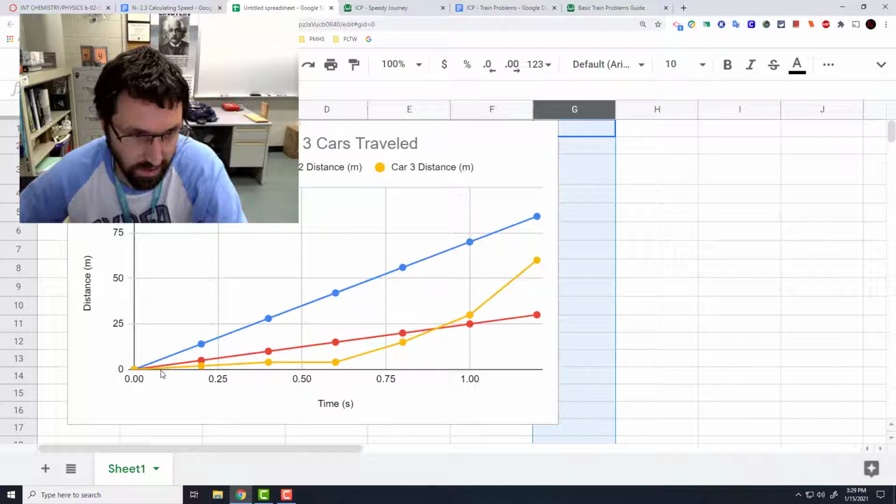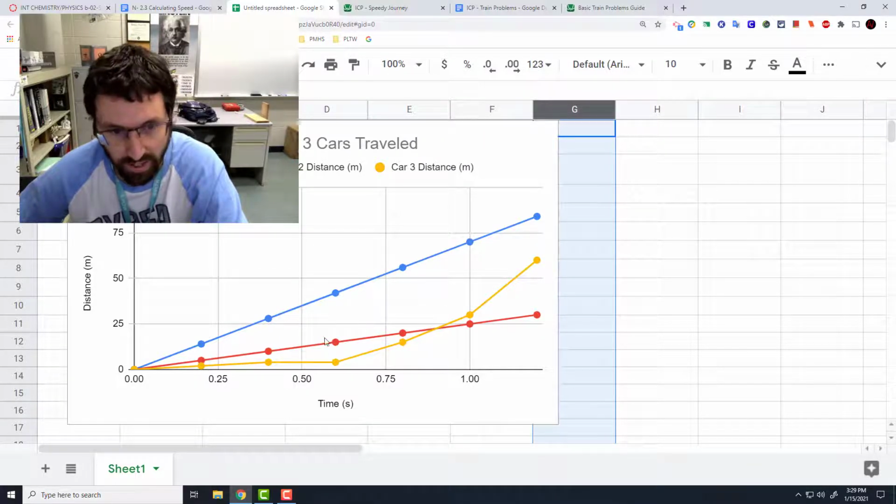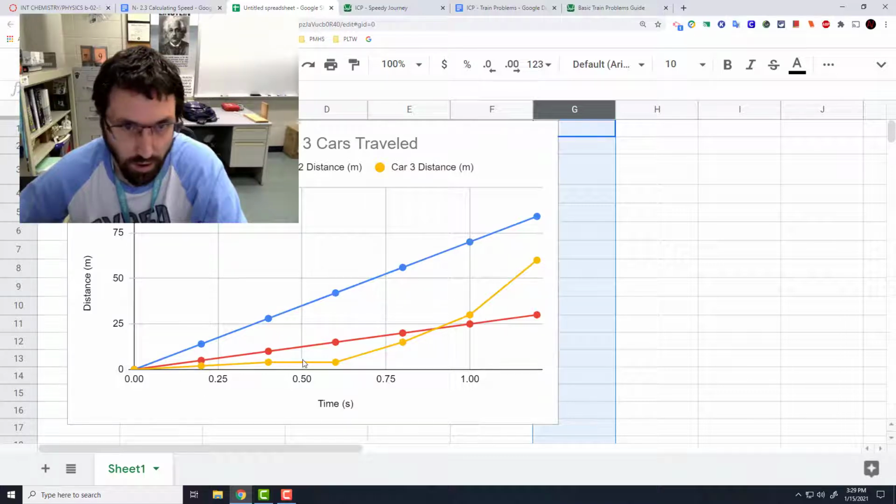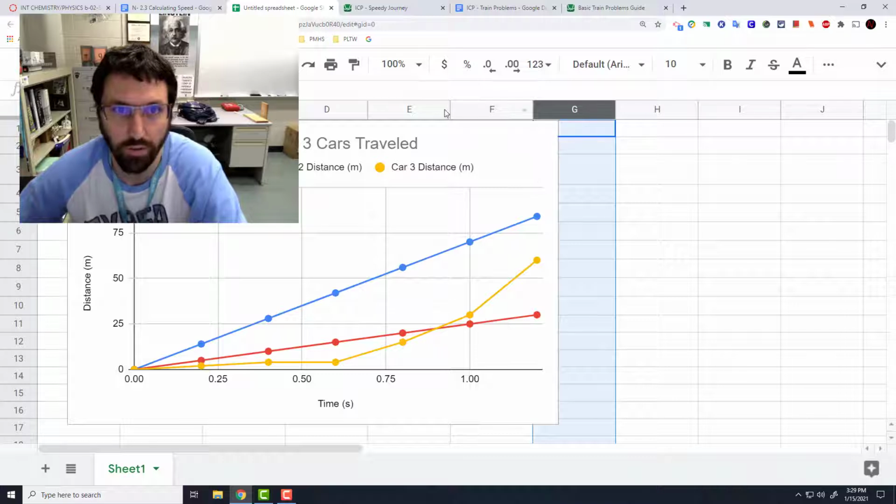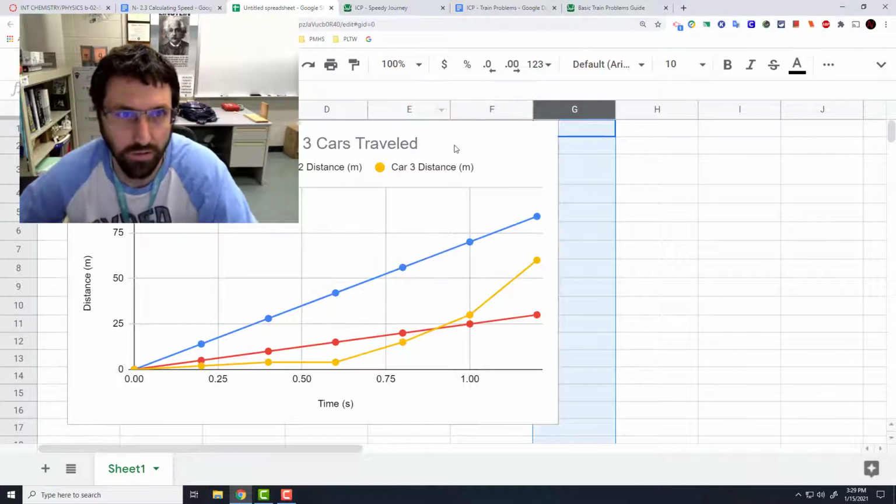And then this yellow car is going slow at first, but then it starts to speed up. And at the last section, it's going the fastest. So the red and blue cars have constant velocities. The yellow car, or orange car, has an increasing velocity the longer it goes. So that's how to use graphs in Google Sheets.